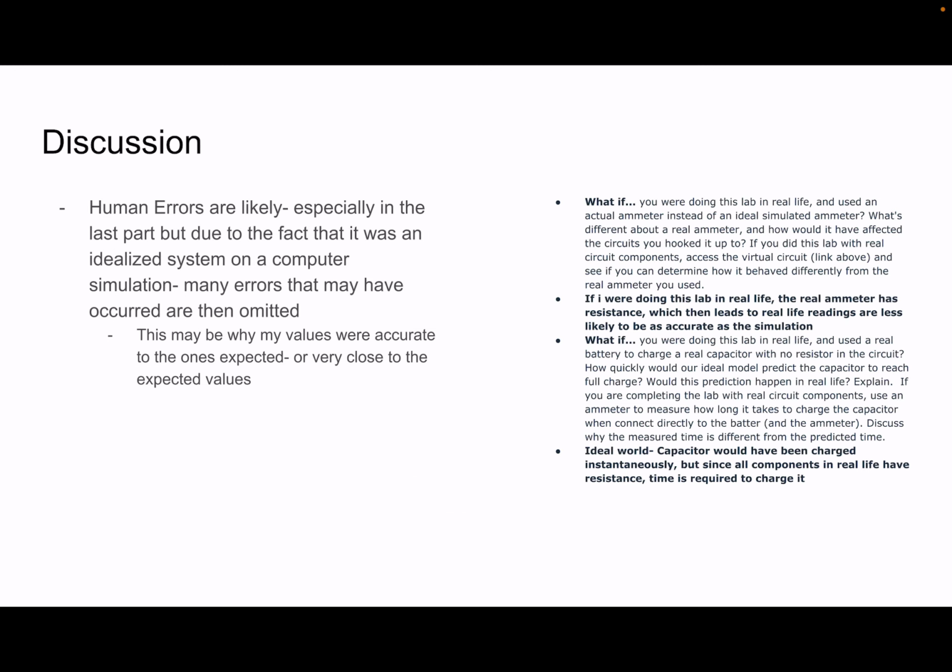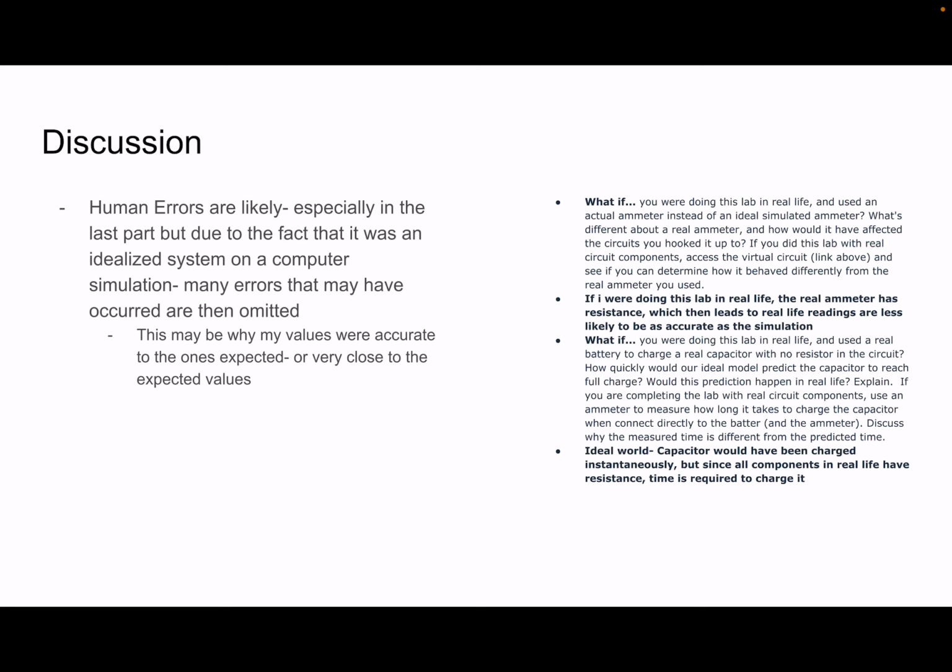And then for discussion, human errors are not likely. I don't know why I have it written like that in the PowerPoint, especially in the last part, due to the fact that it was an idealized system on a computer. Many errors that may have occurred are omitted, and this may explain why my values were very close to the expected values. What if you were doing this lab in real life and used an actual ammeter instead of an ideal simulated ammeter? If I were doing this in real life, the real ammeter has resistance, which leads to real life readings that are less accurate than the simulation. In this case, I believe it would be less than the values that I got.